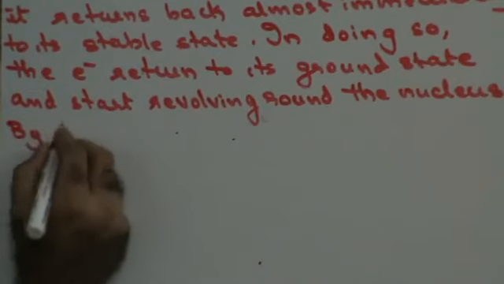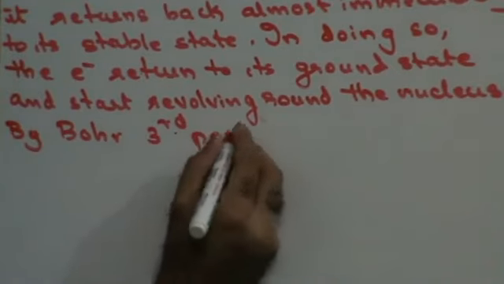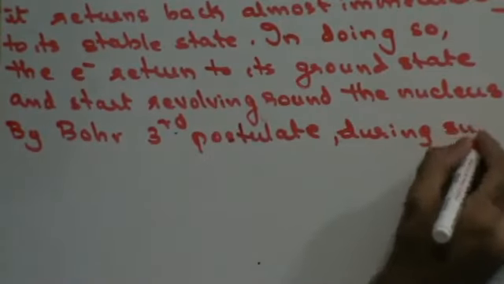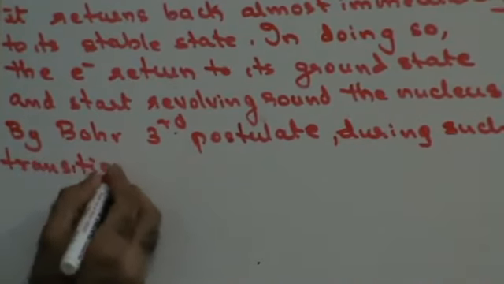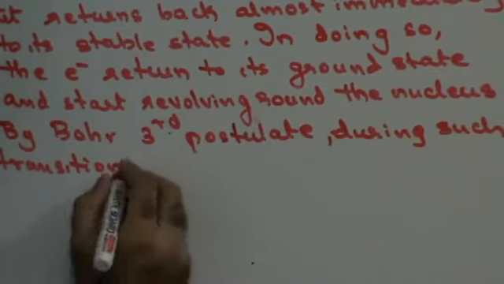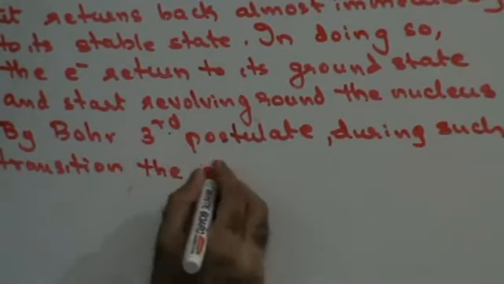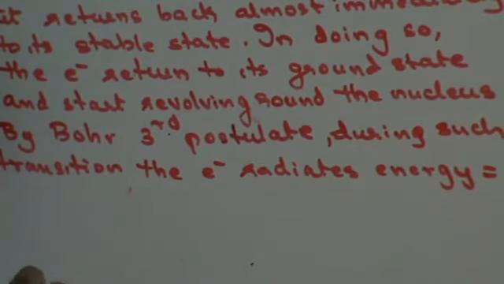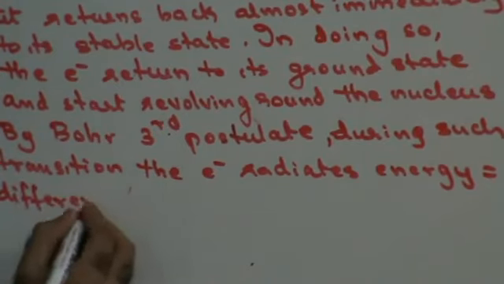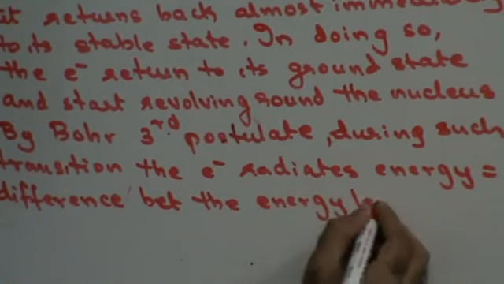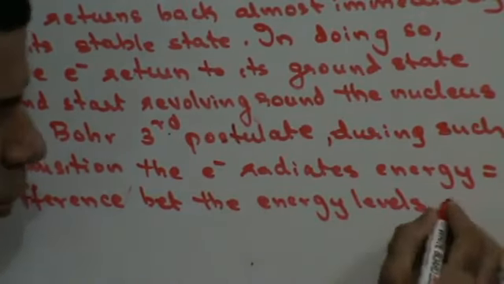Now, I can say by Bohr's third postulate, if I apply Bohr's third postulate, during such transition, that is, when the electron is jumping from higher energy level to lower energy level, during such transition, the electron radiates energy equal to the difference between the energy levels of the corresponding orbit.